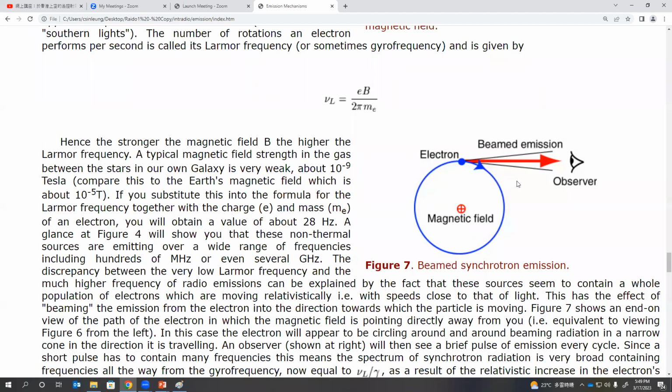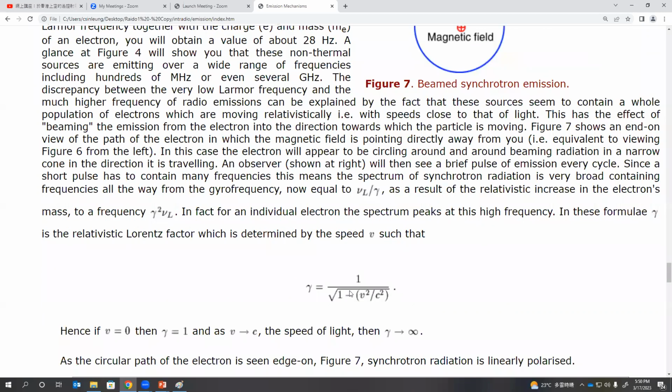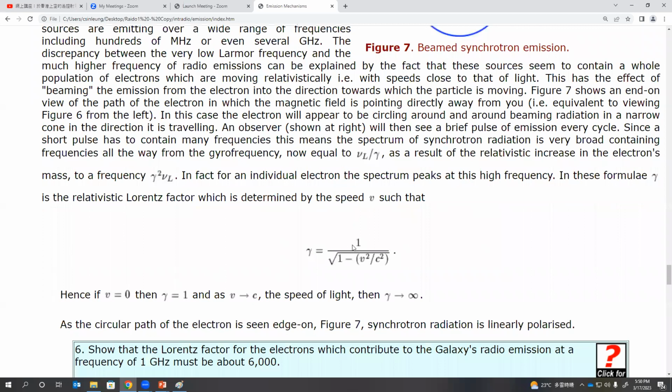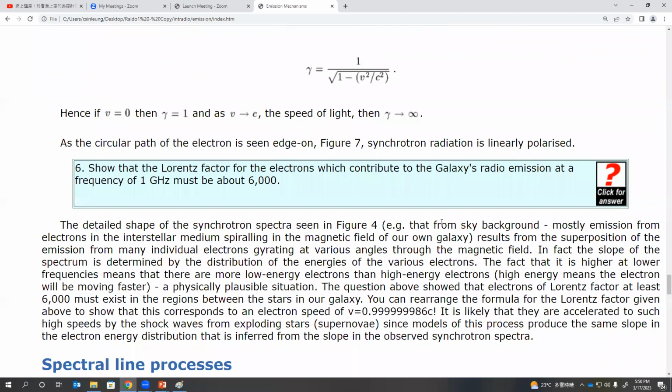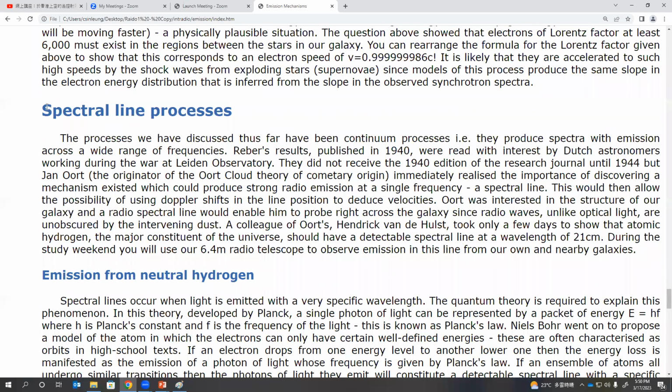What we detect is linearly polarized emission. For the details, please refer to the references. Of course, the electron moves very fast, so in some sense we also need to take into account the relativistic effect by adding the Lorentz factor. The previous few cases correspond to continuum processes. Now we move on to talk about spectral line processes.